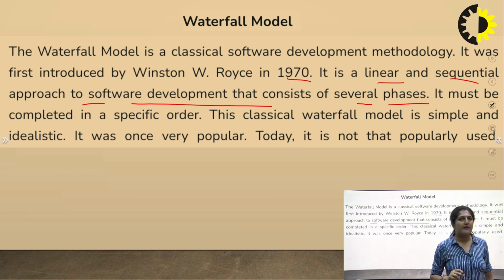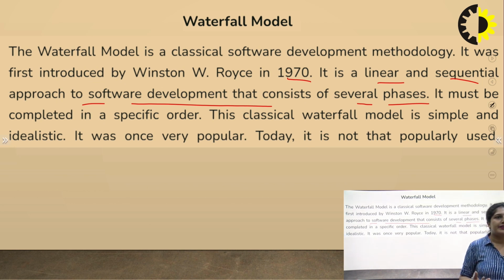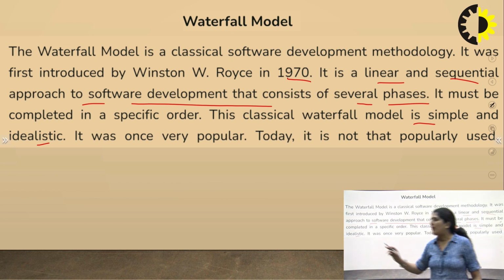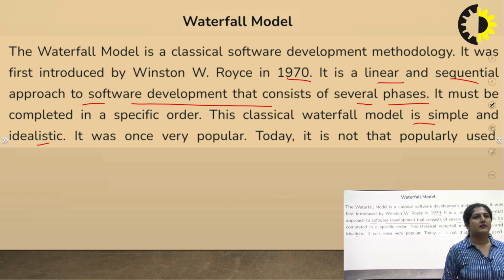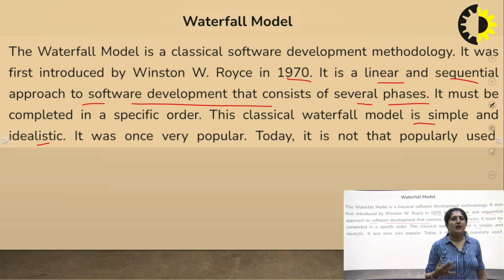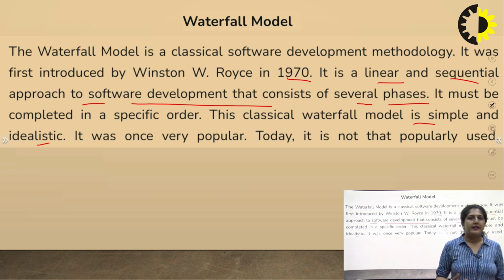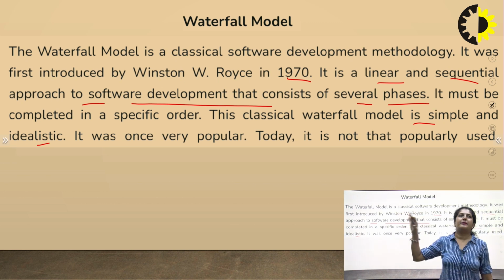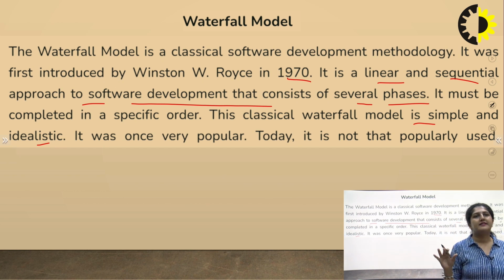The phases we already know, only those phases come under it. This classical model is very simple and idealistic, as it is the first model. All the models developed after that, that is agile, prototyping, iterative, incremental, and many more, have the waterfall model as their base, because it is the first model and it is ideal for developing more models like that.